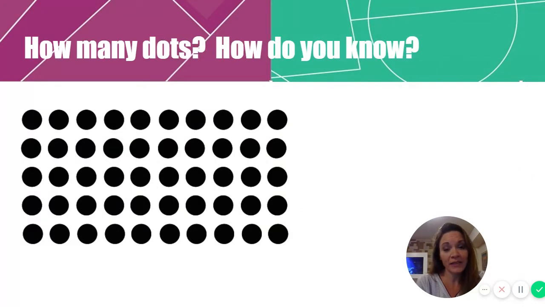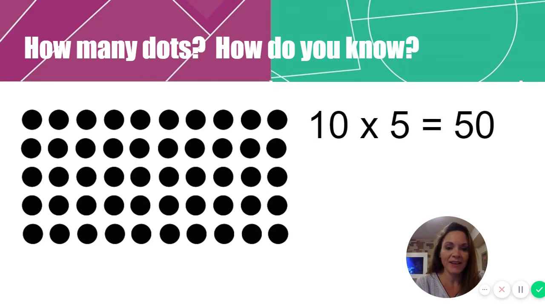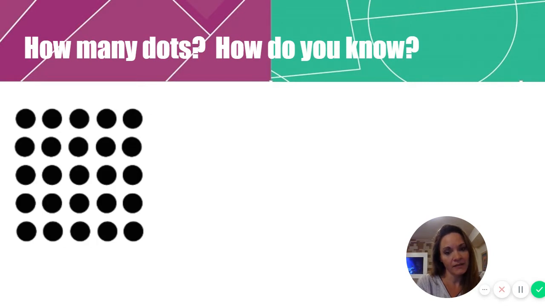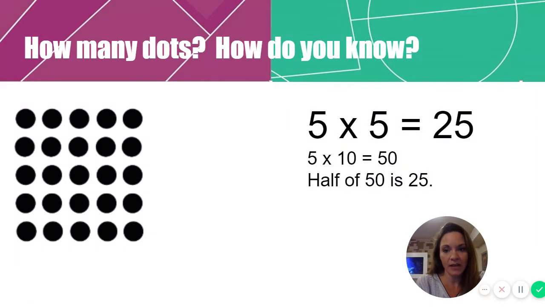What about if I look at it this way? How many dots? How do you know? We just discussed that 10 times 5 equals 50, but what if I wanted to cut it in half? It could also look like this. Half of 50 is 25. 5 groups of 5 equals 25.